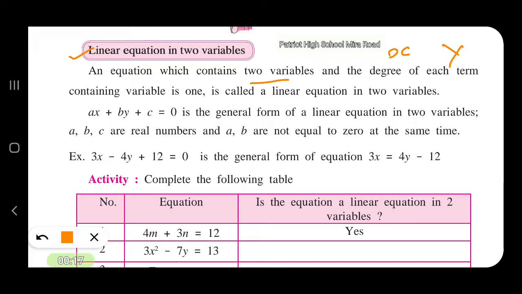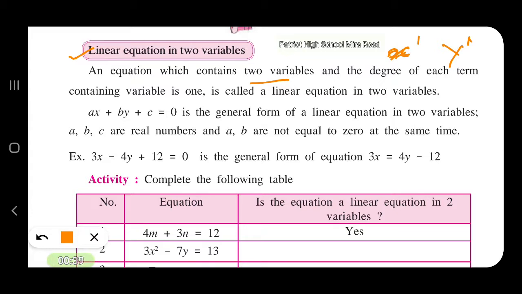An equation which contains two variables, say for example x and y. These are the two variables. And the degree of each term containing the variable is 1. For example, x is raised to 1 here. It is not x raised to 2. If nothing is mentioned, that means it is raised to 1. Here also nothing is mentioned. It doesn't mean that there is a 0. It is a 1 over here. So it is x raised to 1 and y raised to 1.